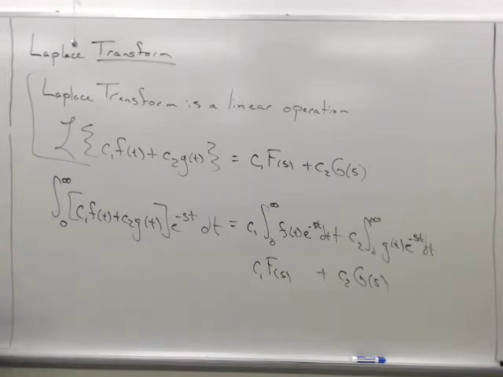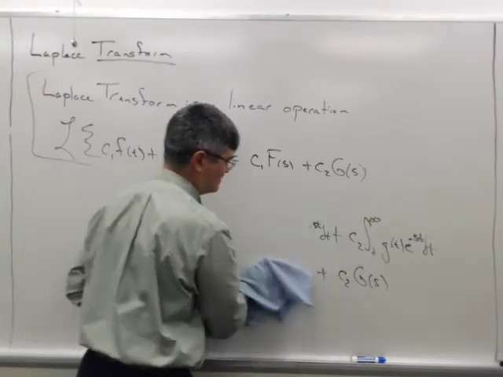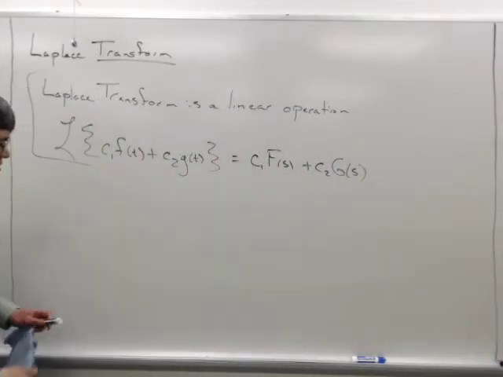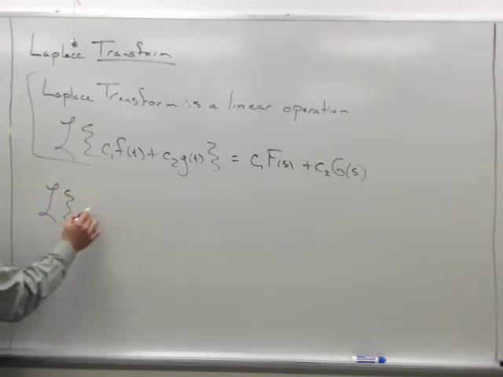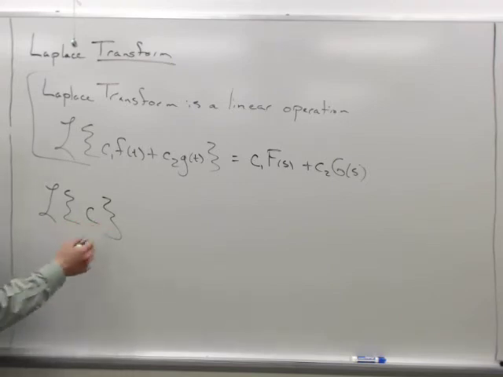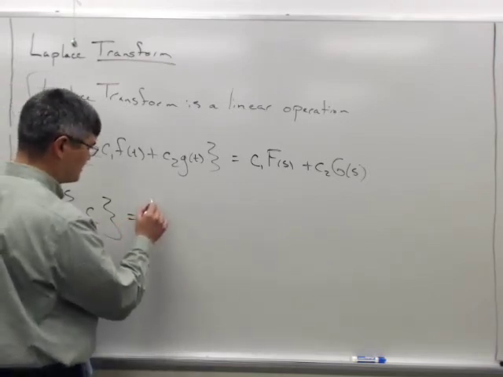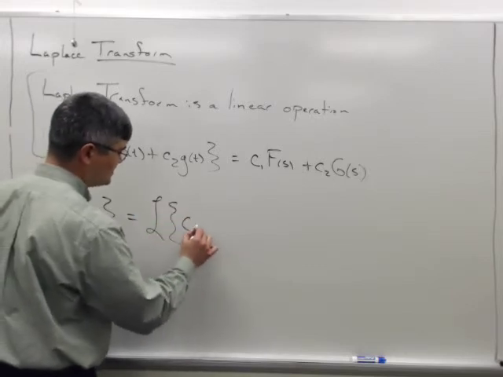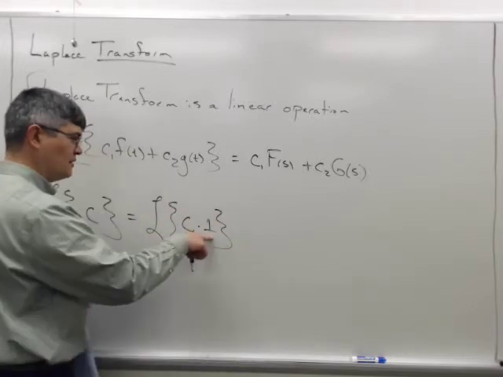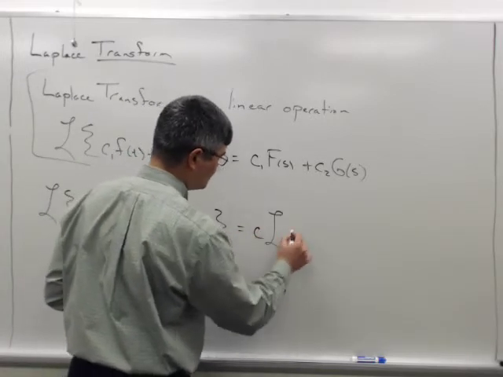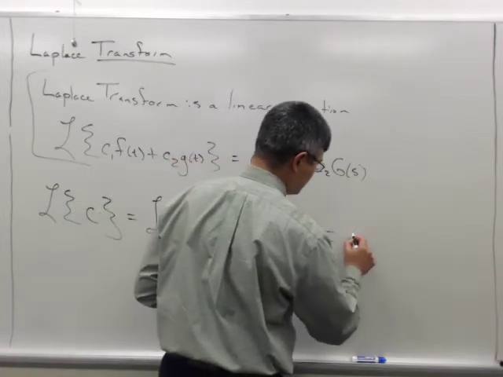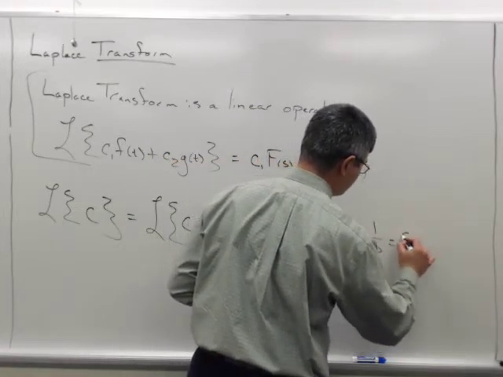Okay, so what do we know? The Laplace transform is a linear operation. What significance is that? Well, now you already know this, for example. What is the Laplace transform of the constant function c? A second ago we did the Laplace transform of 1. This is the Laplace transform of c times 1. Well, I know what 1 is, right? So this is c times the Laplace transform of 1, so this is c times 1 over s, which is c over s.